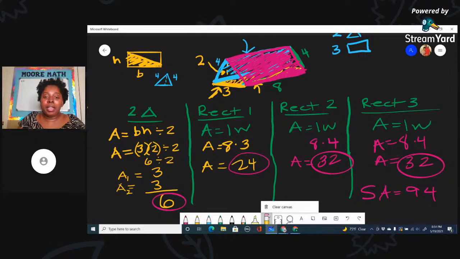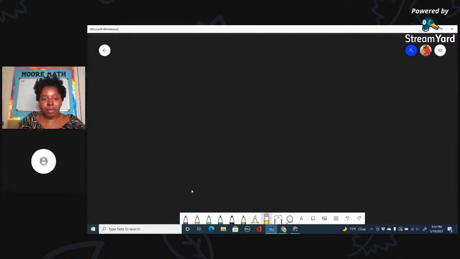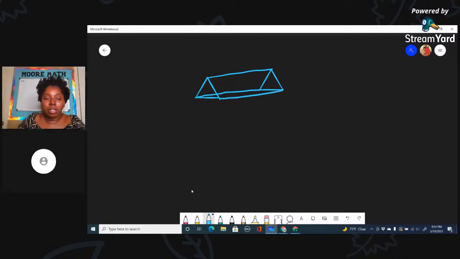I'm going to give you another one right now. Okay, so try this one, surface area of a triangular prism. So you're going to find the surface area. So find the area of the 2 triangles and then find the area of the 3 rectangle sides. Okay. Do you have any questions for me about this? Are you understanding it? Yeah, I'm understanding it.